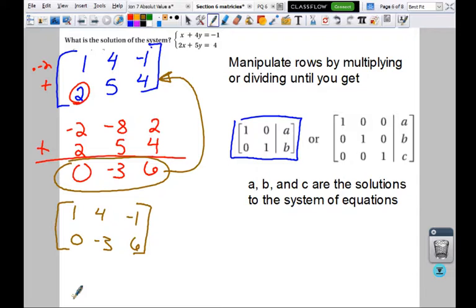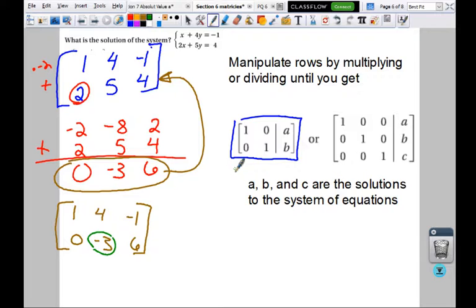Okay. So let's go through. I have a 1 here, that's good. I have a 0 here, that's good. Let's look at this negative 3. What do I want that negative 3 to be? Remember, this is what I want it to look like. We want it to be a 1.